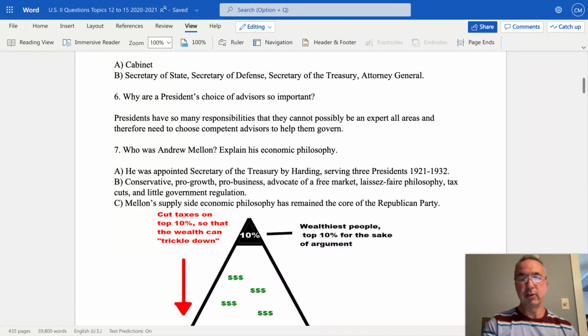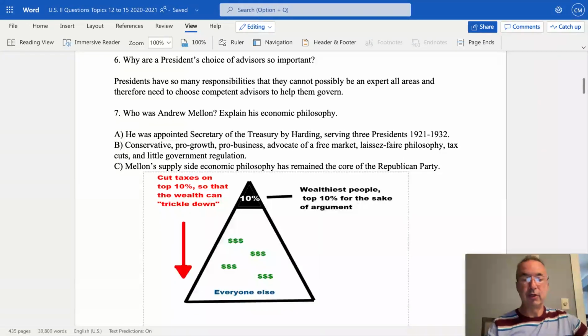So he was appointed Secretary of the Treasury by Harding, serving from 1921 to 1932. Usually a good sign that you're a strong secretary is if you can survive more than one presidential administration. That means that multiple presidents have felt that you were the best person for that position. He had a very conservative, pro-growth, pro-business philosophy, an advocate of the free market system and laissez-faire. He wanted tax cuts and very little government regulation. Mellon's supply-side economic philosophy has remained the core of the Republican Party and its economic policies ever since.